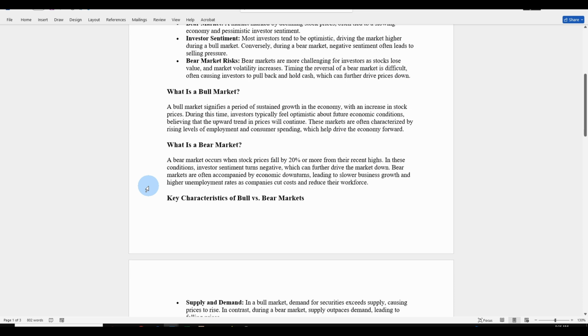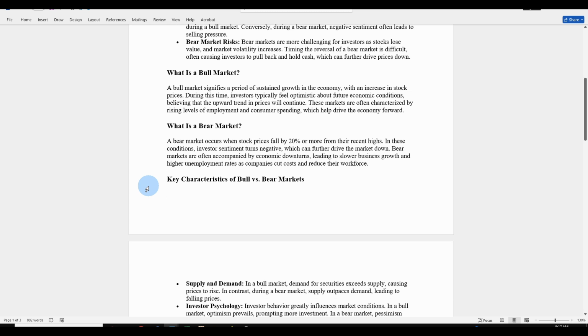What is a bear market? A bear market occurs when stock prices fall by 20% or more from their recent highs. In these conditions, investor sentiment turns negative, which can further drive the market down. Bear markets are often accompanied by economic downturns, leading to slower business growth and higher unemployment rates as companies cut costs and reduce their workforce.